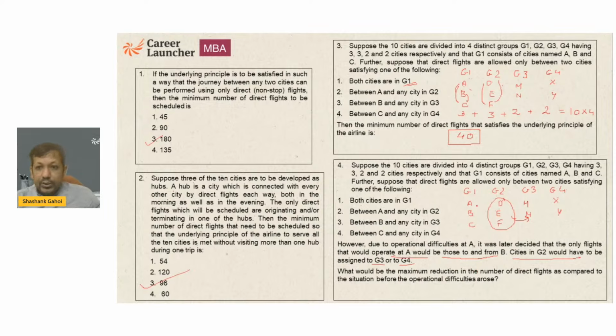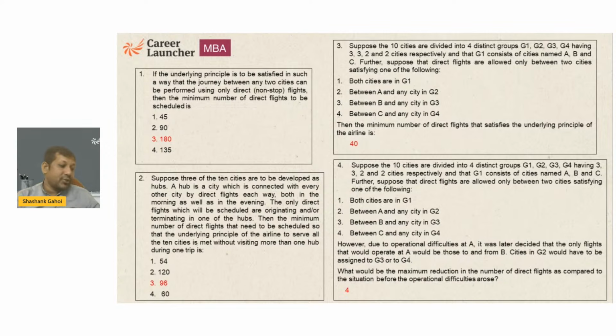So it means B is connected to 5 cities. C is connected to 2 cities. A is connected to B. So that is 1. And B is connected to C. That is 1. So what are the total number of pairs I'm getting? 9. What is the total number of flights I'm getting? That's 36. What were the total number of flights that were required? 40. Now what is the total number of flights that are required? 36. Now what is the reduction we are talking about? That's going to be 4. So the answer of this question is going to be 4.